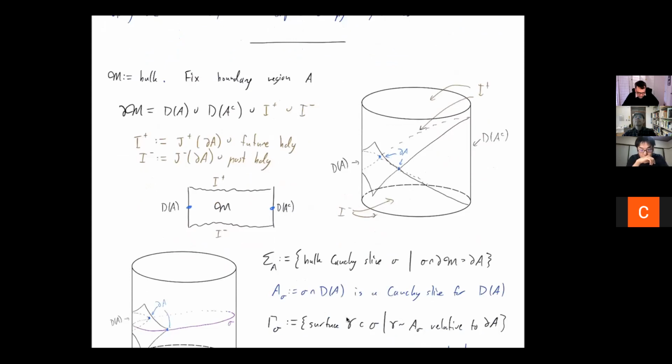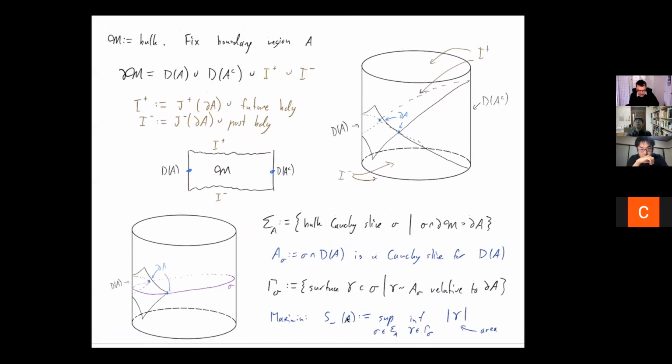Okay, so we need some more notation. Like I said, if you have any general questions about the HRT formula or something, feel free to stop me. Okay, so how does maximin work? We need to understand that to get more into the details here.